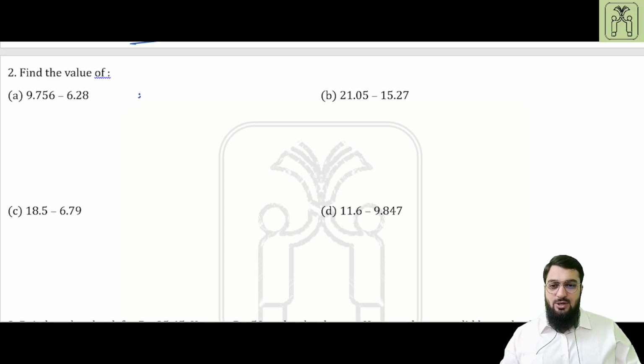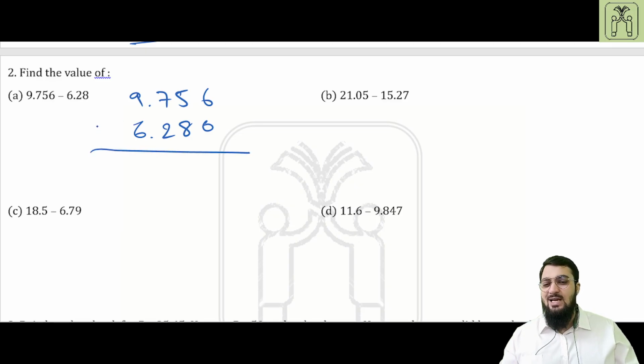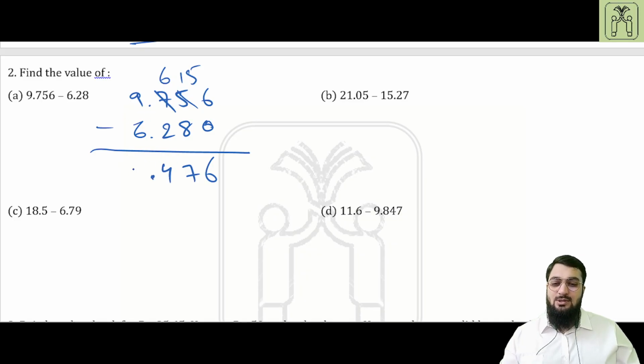Okay, so coming to question number 2, part A, that is 9.756 minus 6.28. Since nothing is mentioned over here, we will write 0, because in the previous videos we have discussed that zeros can be added at the right and left extremes of the decimals since they do not have any effect on the value. So 6 minus 0 will become 6, and 15 minus 8, that will become 7 (8 and 8 is 16). After that 6 minus 2 will become 4, decimal point will be added, and 9 minus 6 will become 3, and therefore this will be the answer.